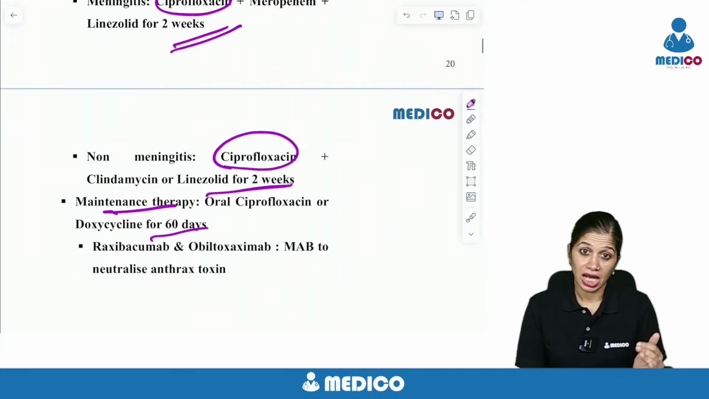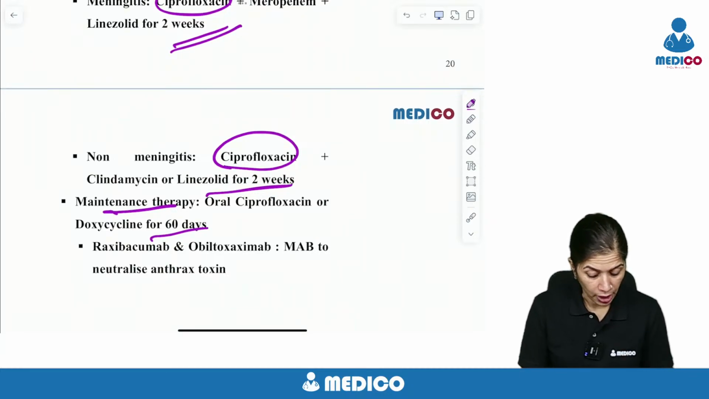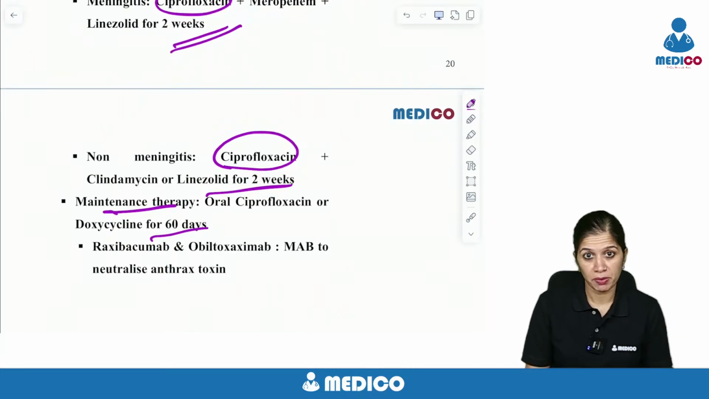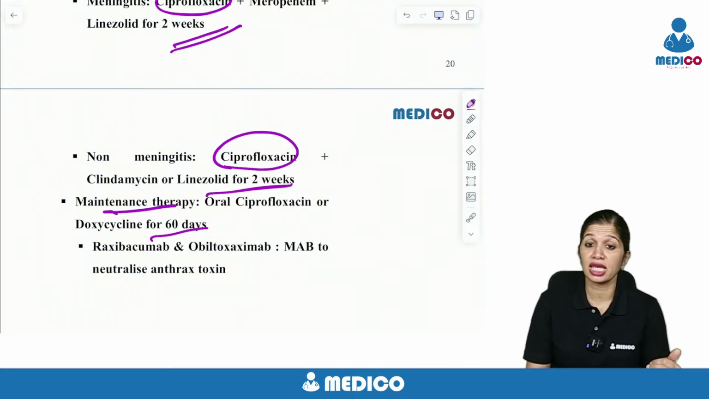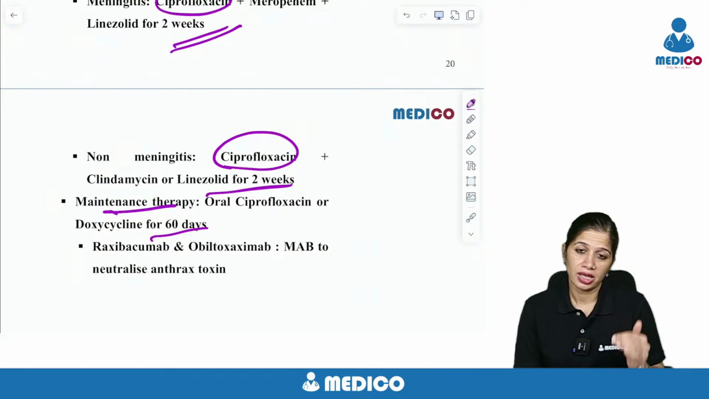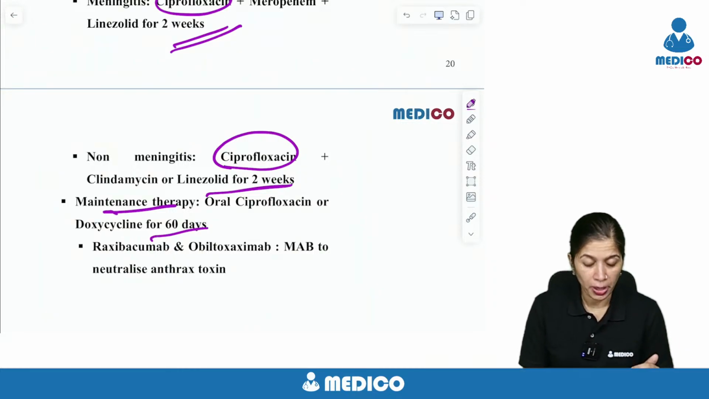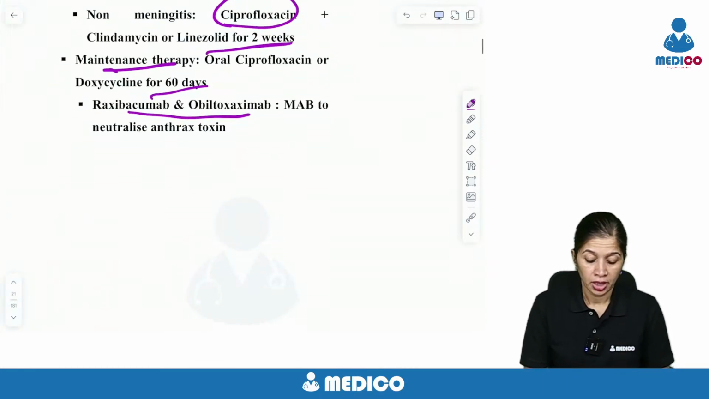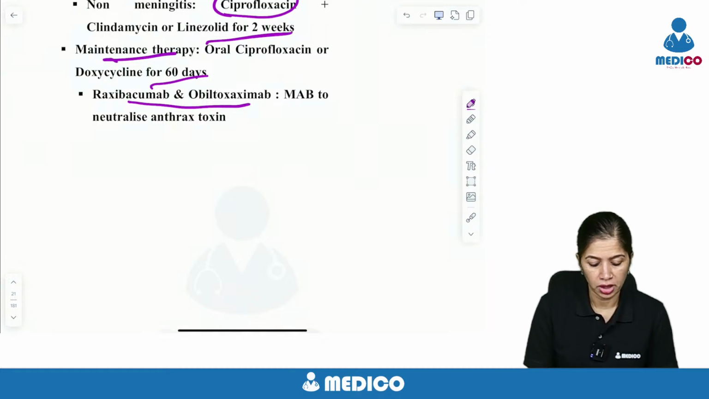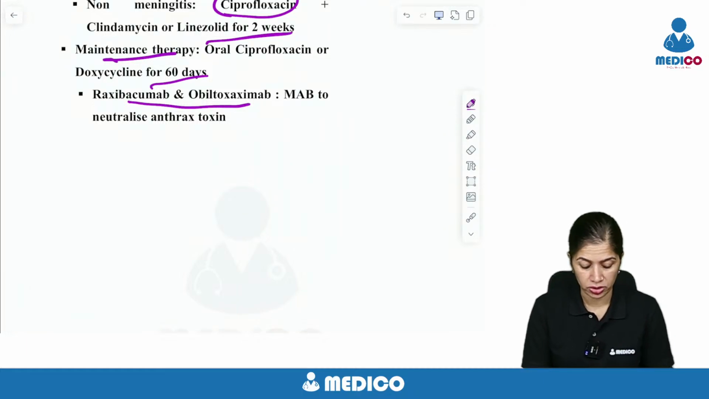And for anthrax, raxibacumab and obiltoxaximab, these are the two monoclonal antibodies that are used to neutralize the anthrax toxin. So these are the two ones. Okay, remember their names because they're relatively important for neutralizing anthrax toxin.